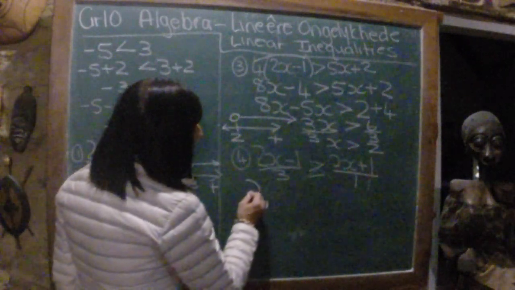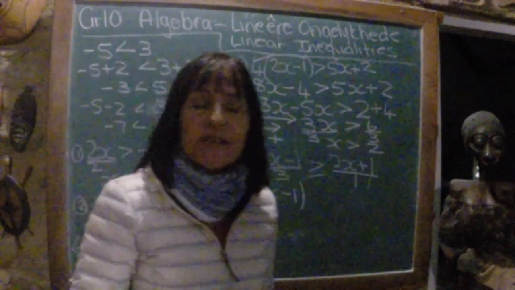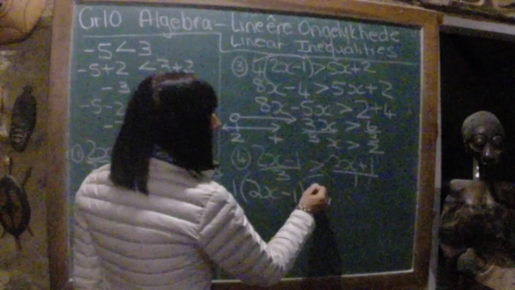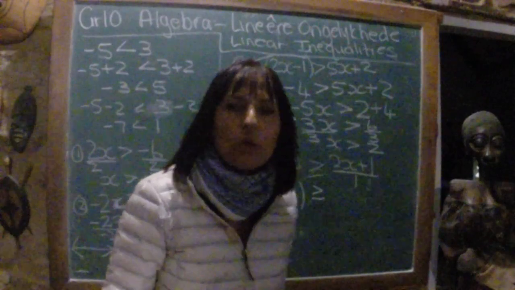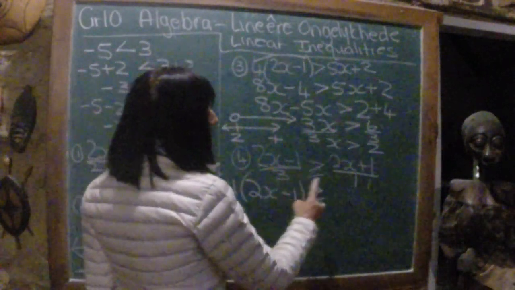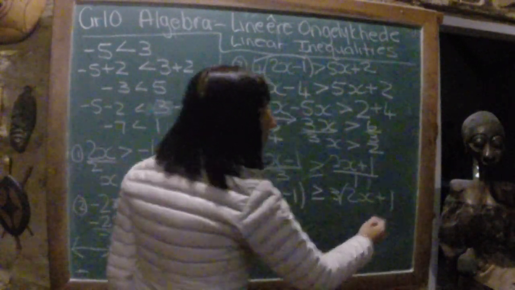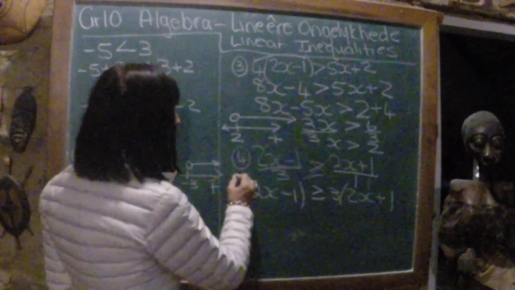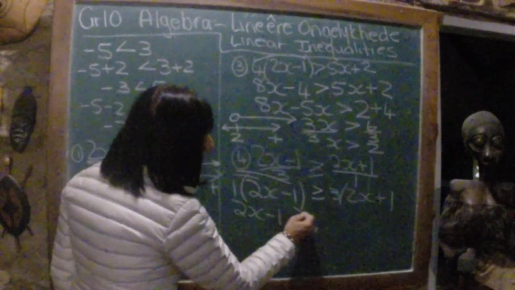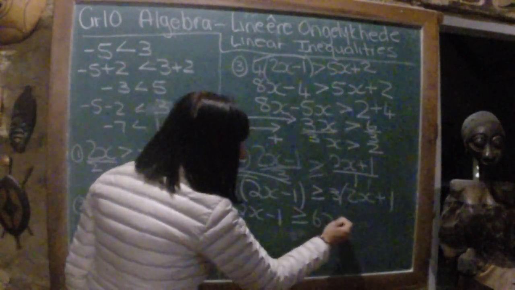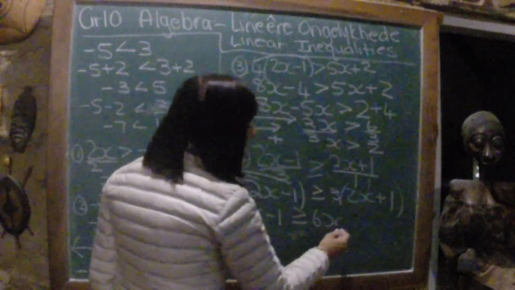So we're going to take the 2x minus 1 times 1, put the constant in front. The inequality stays like that. I didn't divide or multiply with a negative, so it's 3 times 2x plus 1. Now I'm going to multiply it out. Distributive law, 2x minus 1 greater or equal to 6x. 3 maal 2x is 6x plus 3.